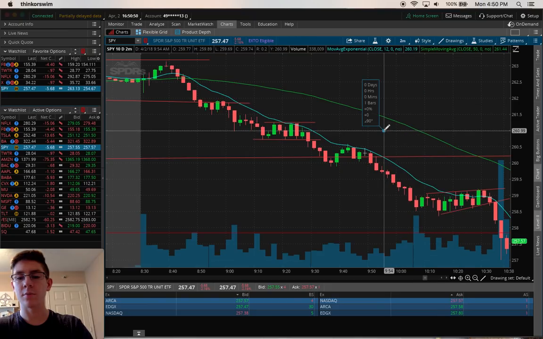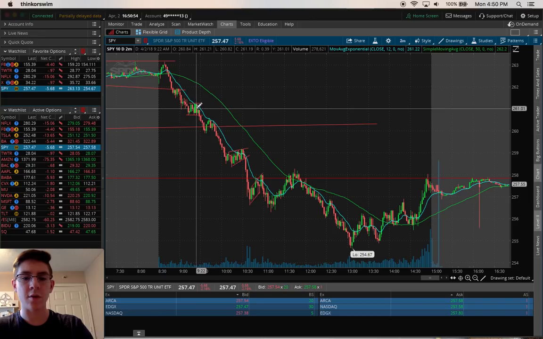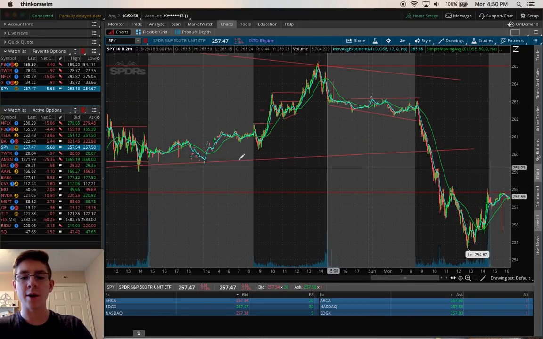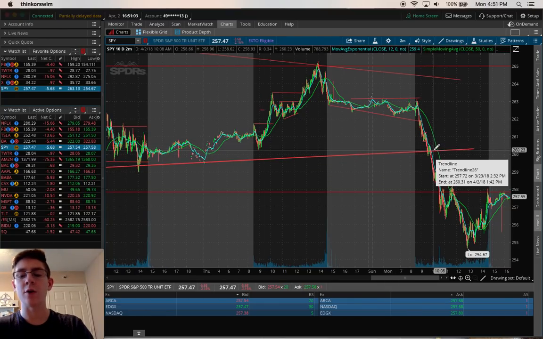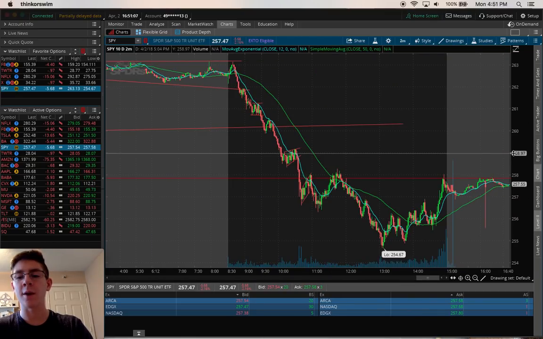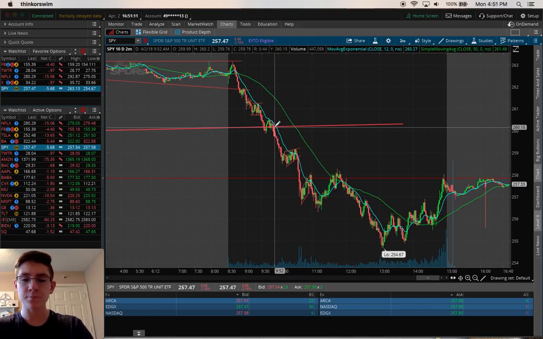All right, and then after this consolidation phase, we broke below the support level. I got this support level by connecting the previous higher lows for an uptrend, and that's where I got that line from. Obviously, it was a valid one because when we crossed it, we had some indecision here.